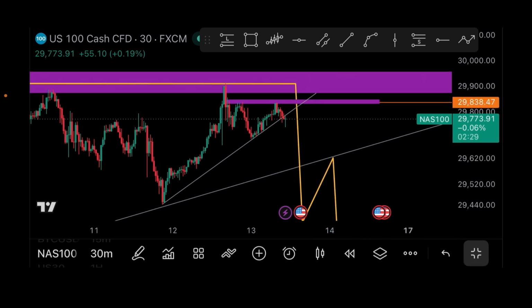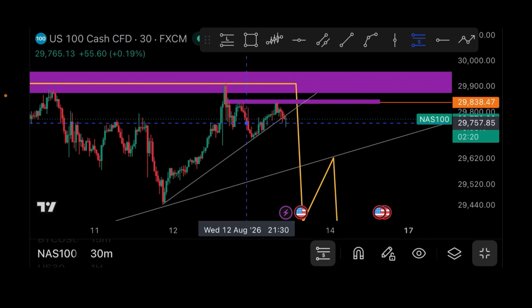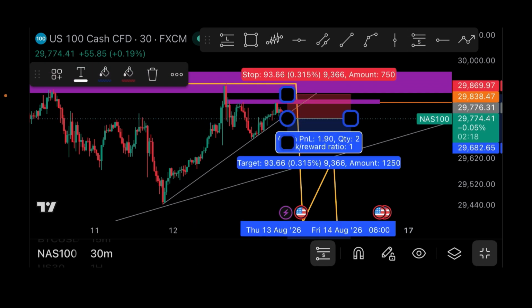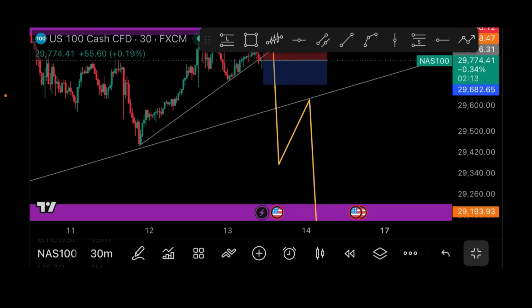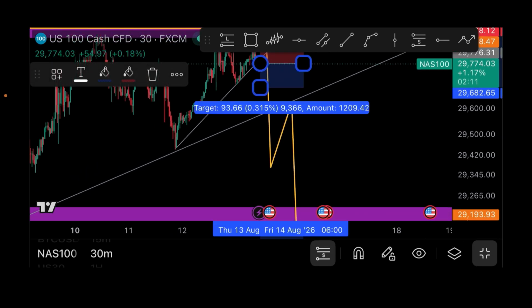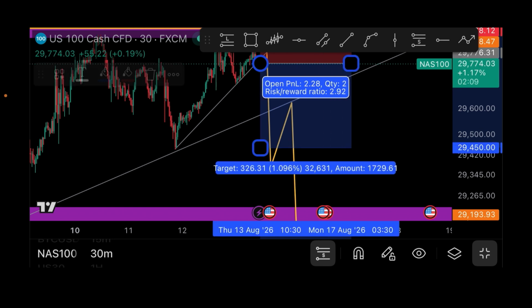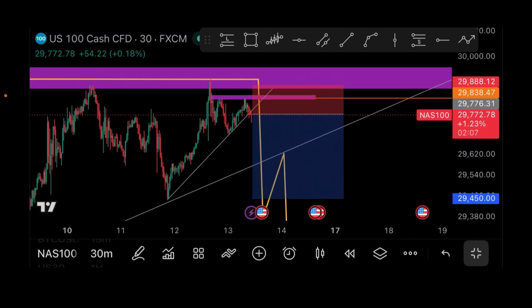And obviously the market broke below our trend line, so it gives us more confidence to say Nasdaq will be selling. So I'll be entering right here and my take profit all the way up here on top of this resistance, right? And then I'll just drag it down like this. This is what I see.